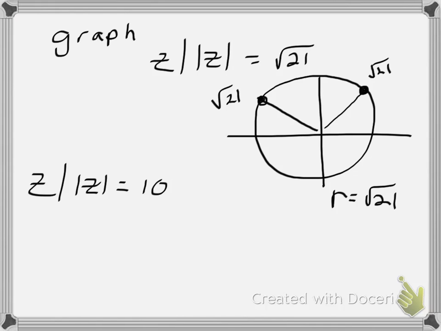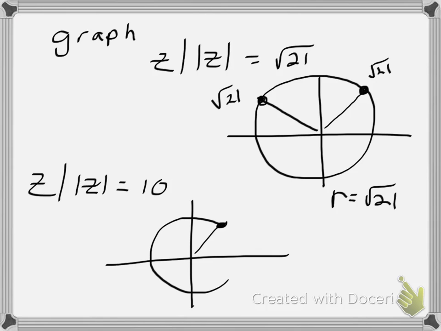Same with the second graph. All values for z such that z is 10. That means any complex number with a distance of 10, and since there'd be an infinite number, we have a circle with radius 10. And that's what we'd be looking to graph.